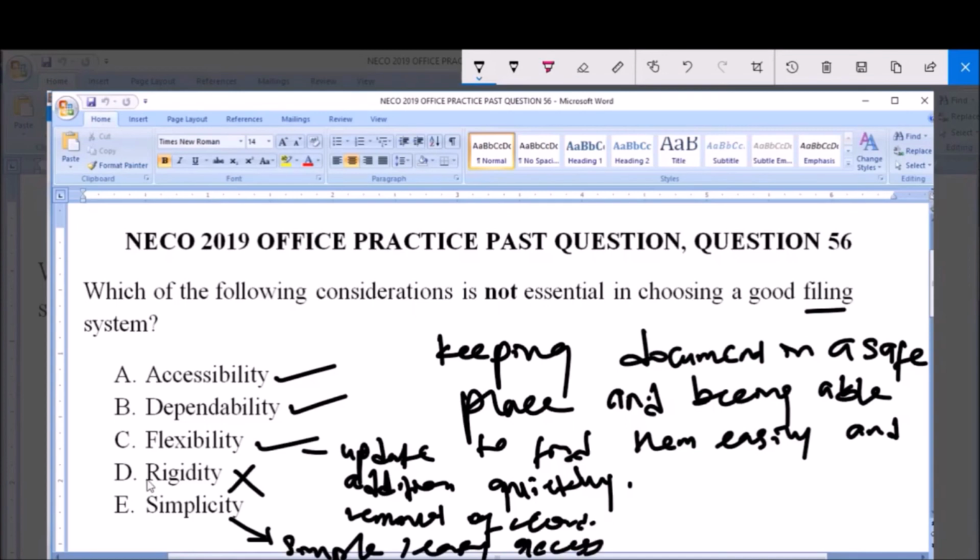So the answer to this question is option D, rigidity, because rigidity is not a consideration for a good filing system.